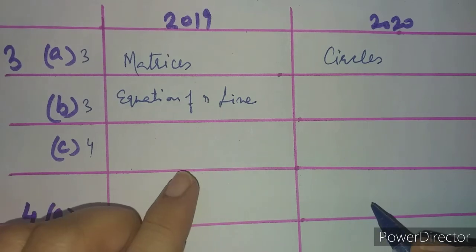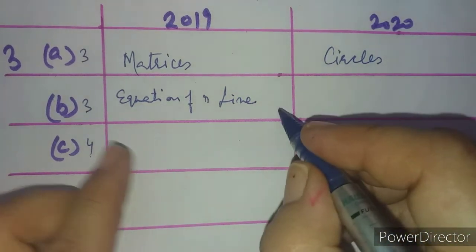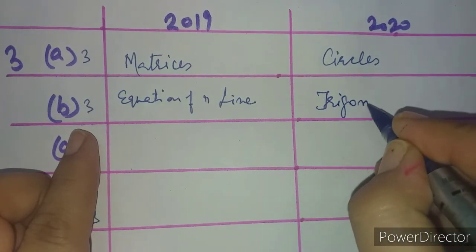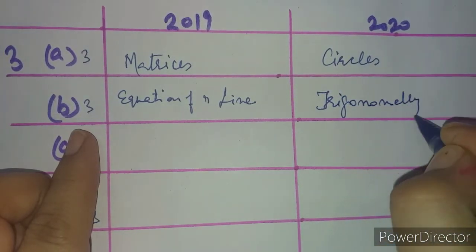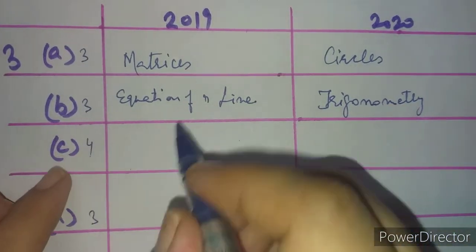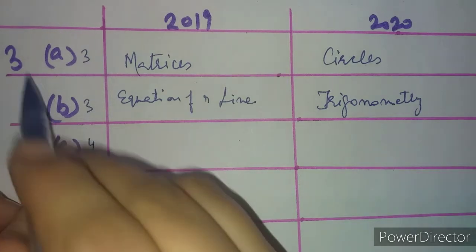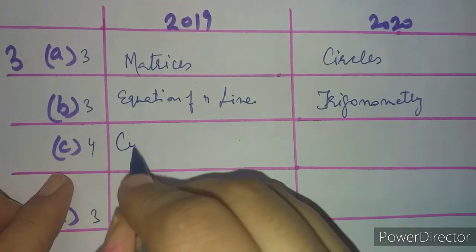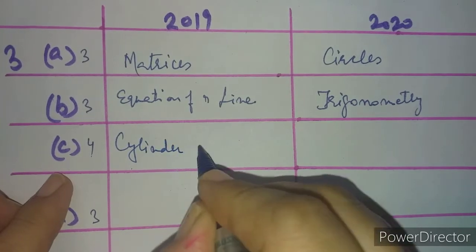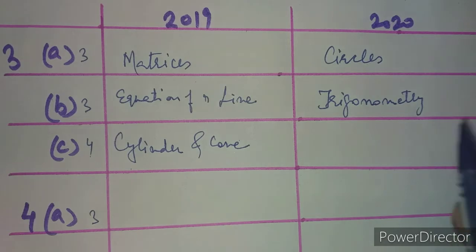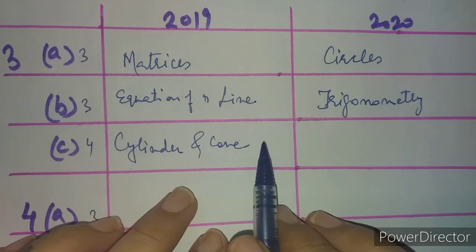Then in 2020, again this question number 3 part B was asked from the chapter of trigonometry, based upon identities only. Question number 3 subpart C in 2019 was from the chapter of cylinder and cone. Earlier it was cylinder, cone and sphere. Now we have got only cylinder and cone.